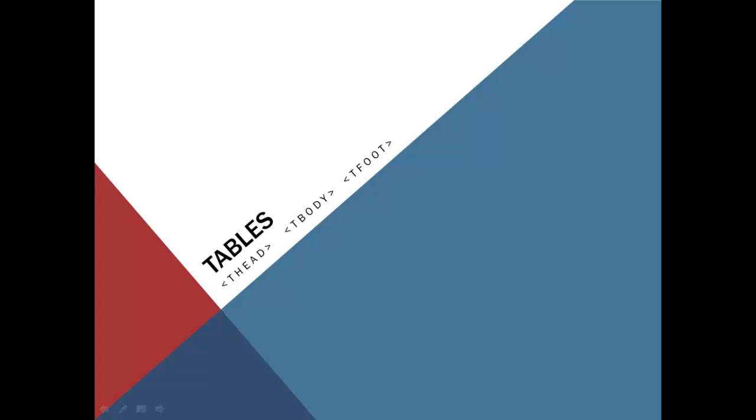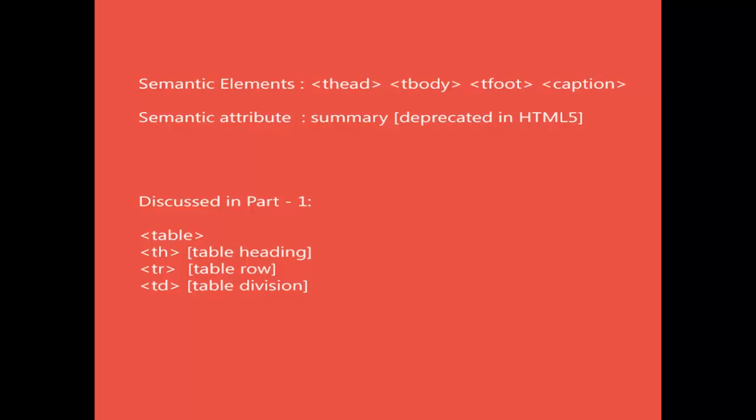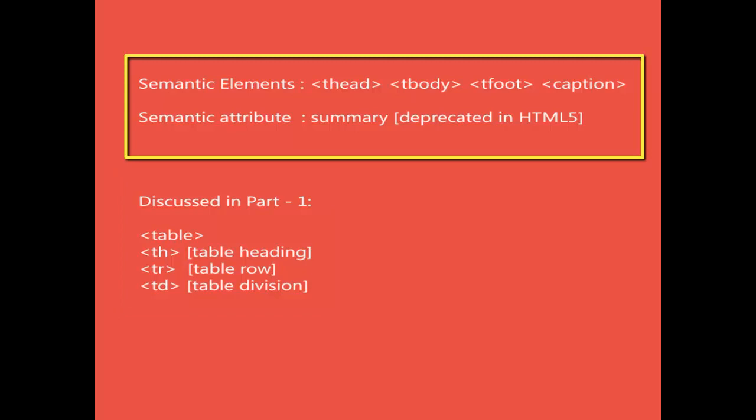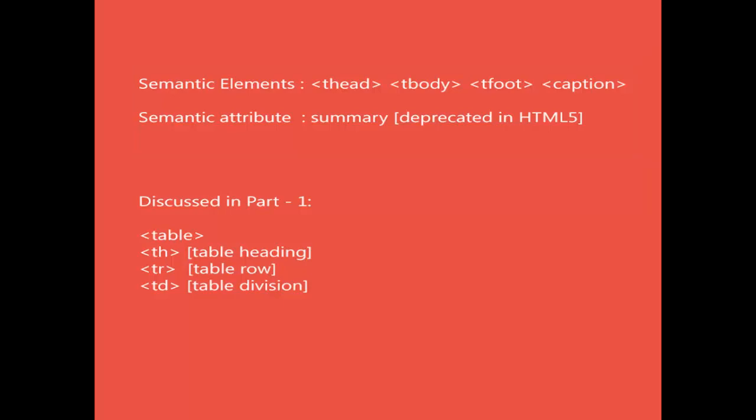To make our table more semantic, HTML provides us 4 table elements. The ones we have discussed already are the structural table tags, and the ones that we are going to be discussing in this video are the semantic table tags. And these are t-head, t-body, t-foot, and caption. In addition to these elements, we'll also be discussing an important table attribute named summary.